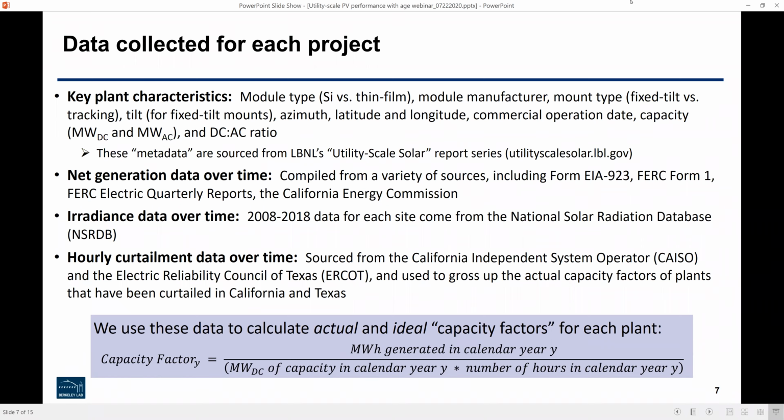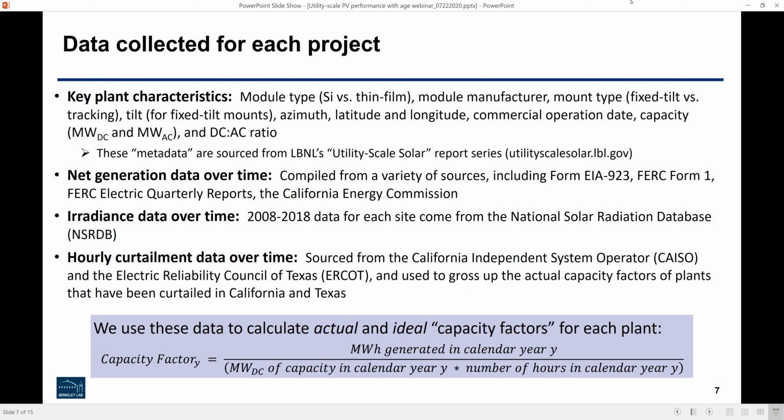We also collected net generation data for each project from the various sources listed here. And though we came into this project hoping to be able to use higher resolution data, for example, at least monthly resolution data, in the end, due to some data quality issues that I won't get into here, we were forced to use annual calendar year performance data. And this does impose some limitations on what we're able to do.